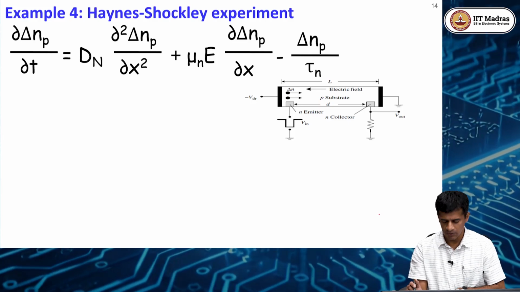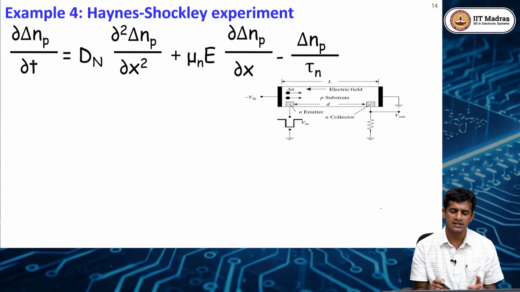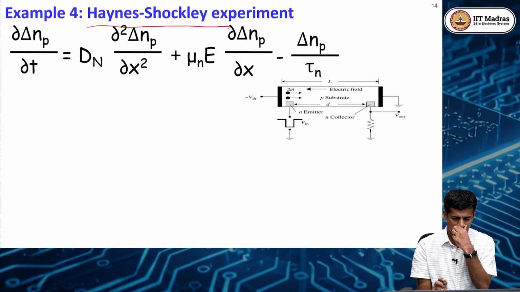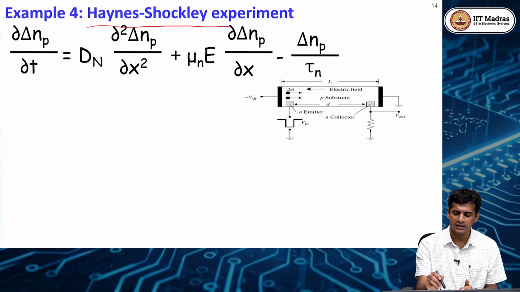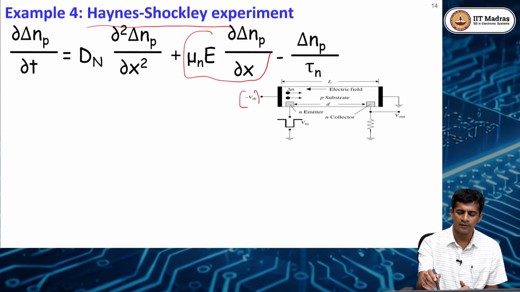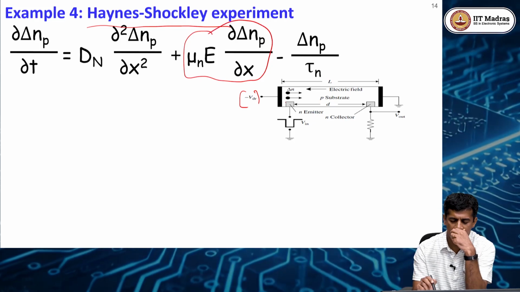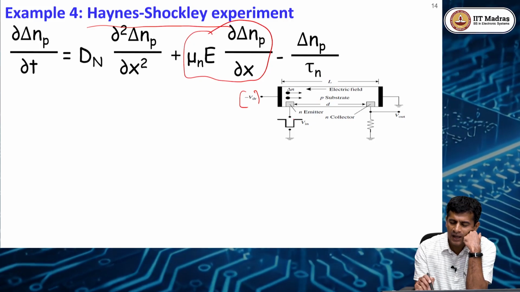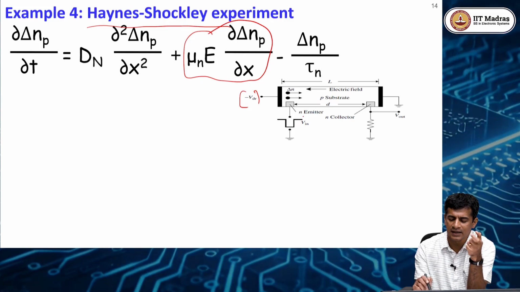Now, those are the cases. Let's take one more case. This is a very famous experiment, known as the Haynes-Shockley experiment. We are adding one more complexity, that is, we are applying a voltage. That means you need to retain the term which has the electric field. Essentially it is the same thing: you have a body of semiconductor and you are applying a field inside it, and rather than using light, we are injecting the excess carriers electrically.